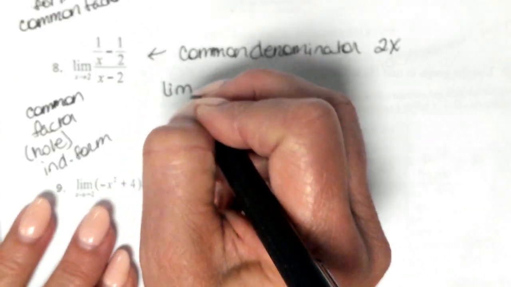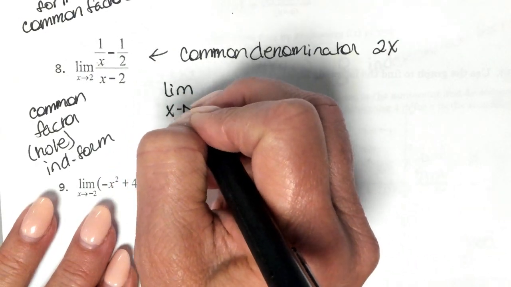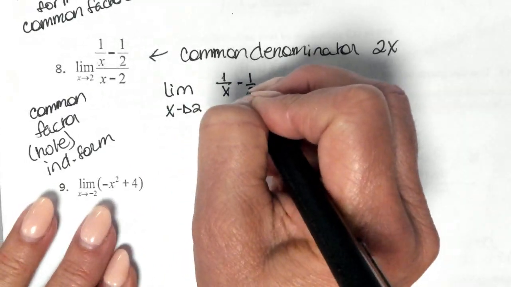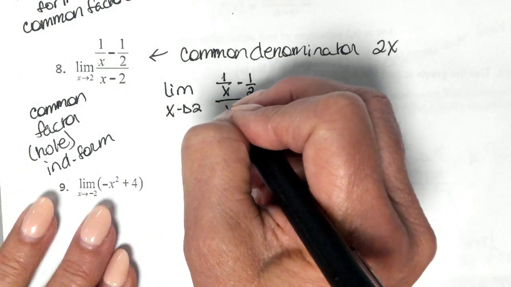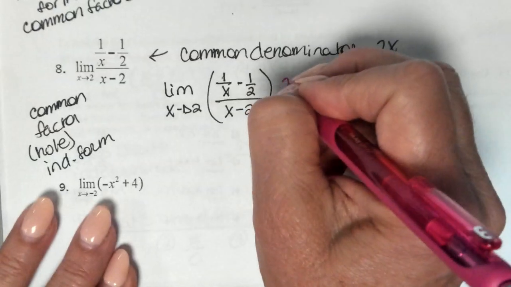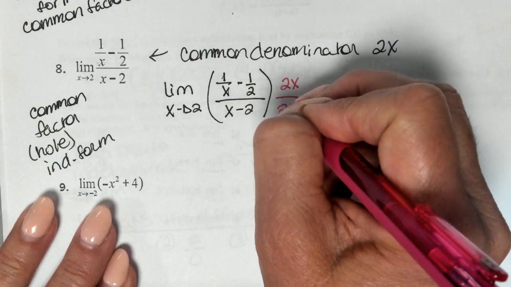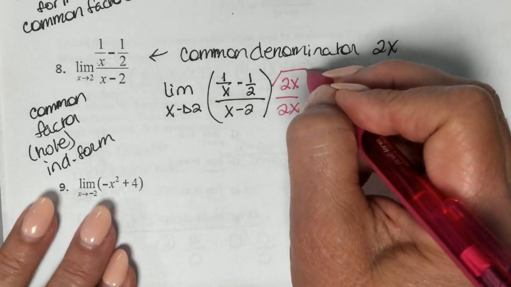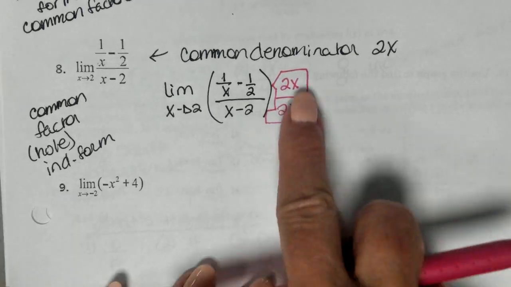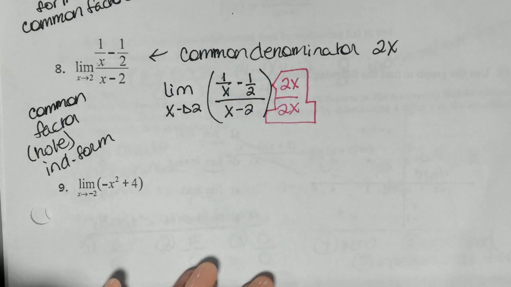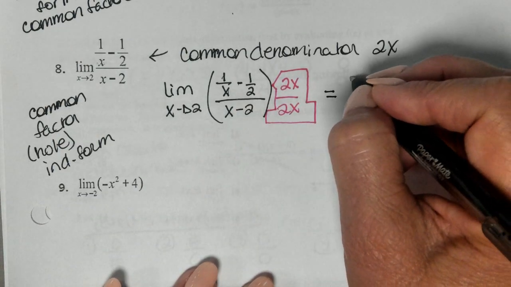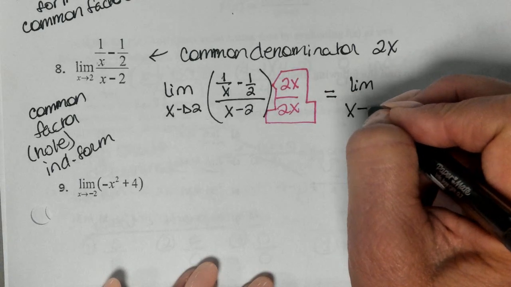It'll make it a little bit easier. So the limit as x approaches 2 of 1 over x minus 1/2, divided by x minus 2, this is our original function, I'm going to multiply that by my common denominator of 2x. And I'm going to draw a big fat 1 around it, just to remember that I'm multiplying my original function by something equivalent to 1. Now, I'm going to do the math work to simplify that.